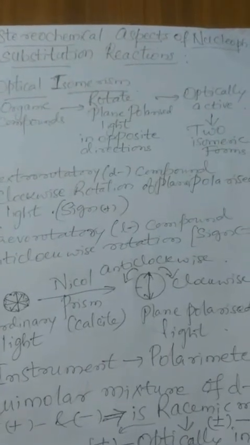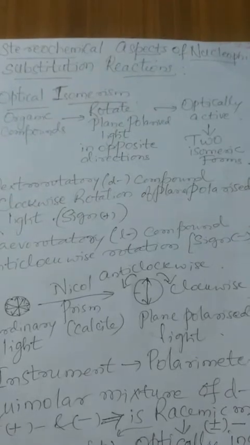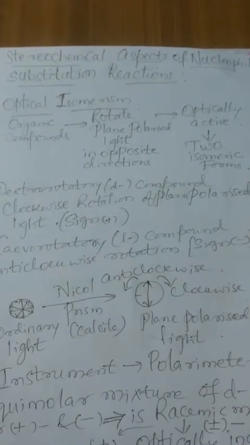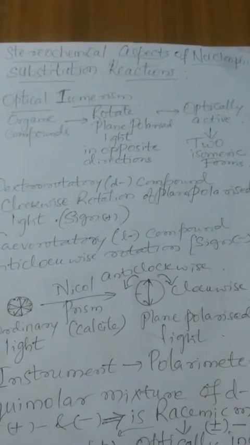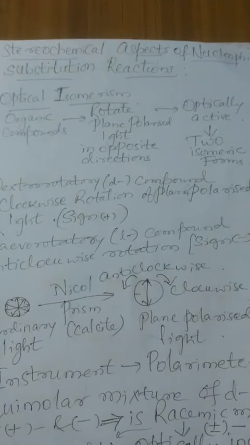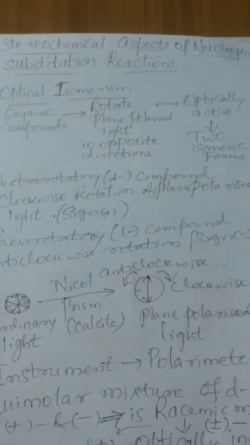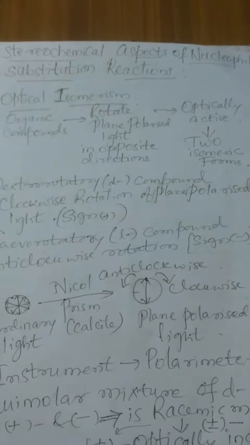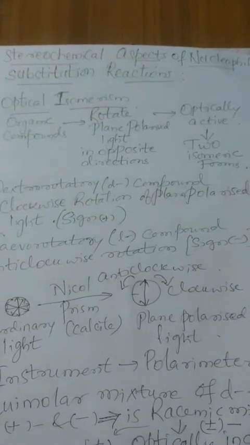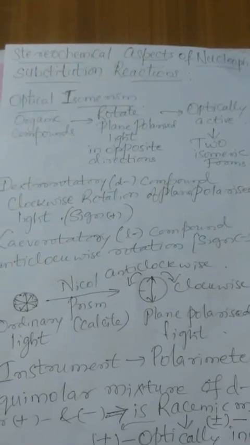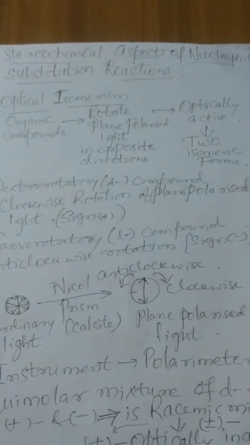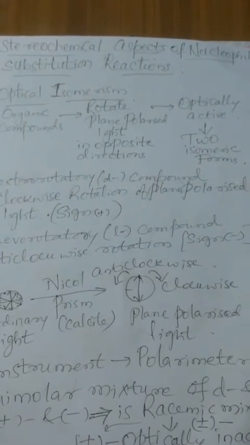To understand this concept, you need to know the meaning of the term stereoisomerism. Isomerism is of two types, structural isomerism and stereoisomerism. Now in stereoisomerism, once again there are two types. One is geometrical isomerism, about which you have studied in the previous class. And the second type is called optical isomerism.